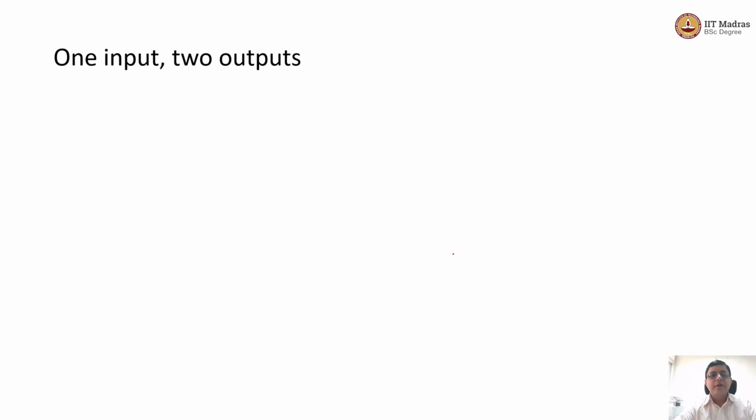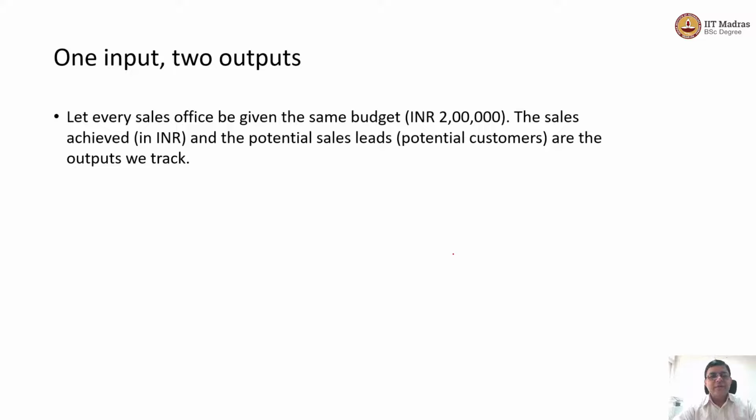Let us look at the example where we have a single input, keep the input constant and single, but let us have 2 outputs. Exactly opposite of the previous example. We will continue with our benchmark case of sales offices and comparing sales offices. So now let us say that every sales office has been given the same budget. 2 lakhs is the budget given to all of them. Let us not worry about the team sizes. So let us keep input as single, which is the budget, and keep it the same for all the sales offices, which is 2 lakhs. Now look at 2 outputs.